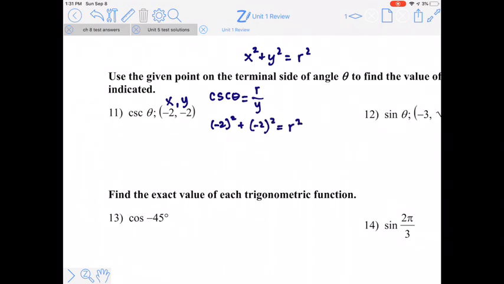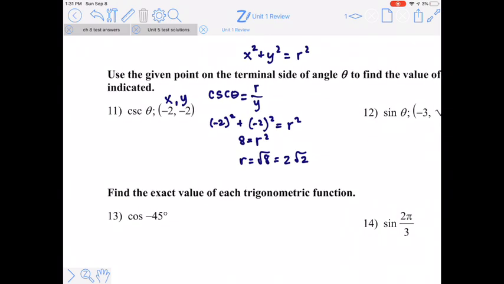Negative 2 squared is 4. 4 plus 4 is 8. So r equals the square root of 8, which is 2 square roots of 2. So cosecant of theta would be the r value divided by the y value, so negative square root of 2.